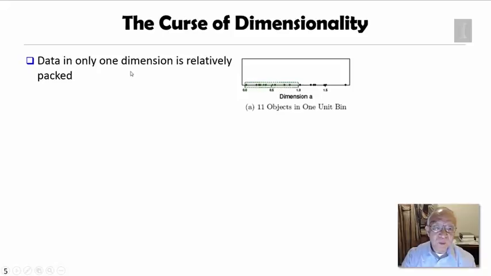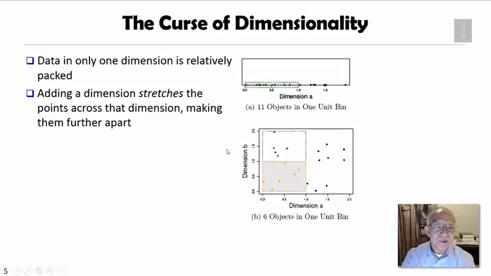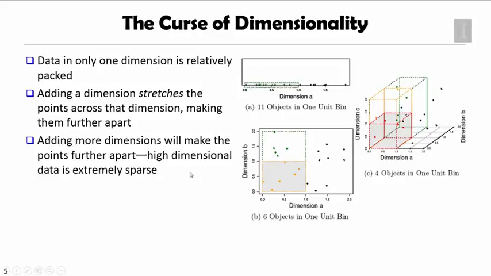Usually, data in 1 dimension is relatively packed. It could be quite dense. However, when you stretch it into, say, 2 dimensions, then the data originally projected on 1D now become 2D data. It becomes more far apart. Then you add more dimensions, and the data become even further apart. So in the high-dimensional space, the data could be very sparse.